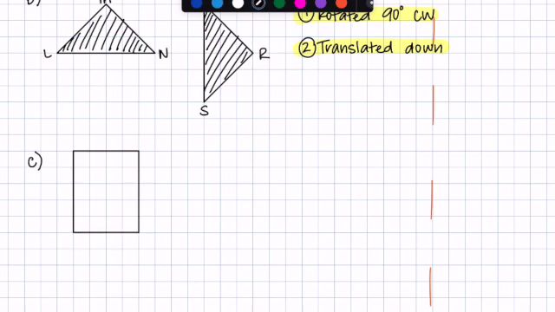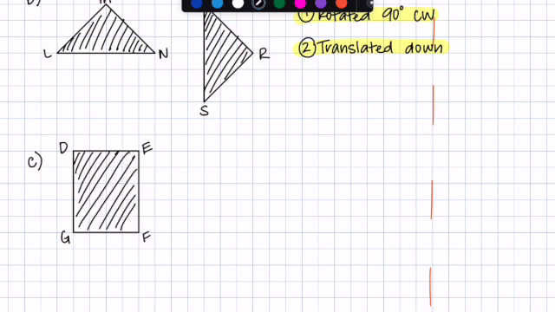This is going to be rectangle DEFG. And then I'm going to have another rectangle. And this one is going to be WXYZ.